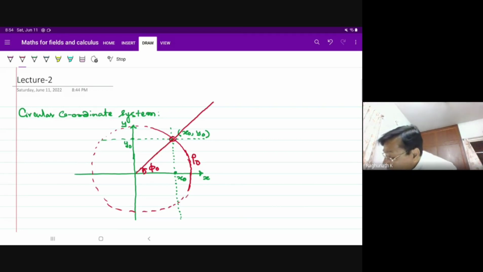Actually, now the point is the point of intersection of two lines, in which one is the circle of radius rho naught having the center at the origin of Cartesian coordinate system, and another is the line passing through the point of interest starting from origin, not extending backwards. The same point in this coordinate system will have the coordinates rho naught, phi naught. Check it once.